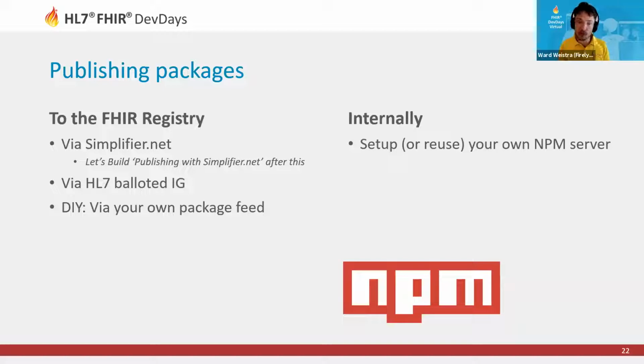Another option is to go with the HL7 ballot route. So if you have an official specification and that's going through the balloting, it will be published via the HL7 feeds. And then, as I mentioned before, there's also an option to create your own package feed and have that picked up by the FHIR registry. This is only if you want to make a FHIR specification that you want to share with the world. Of course, it's also possible to create a FHIR specification that you only want to use internally. And for this, you can just reuse an internal NPM server, or I think HAPI also provides an NPM server with that. And you can install packages in there and allow only your internal customers to use that.